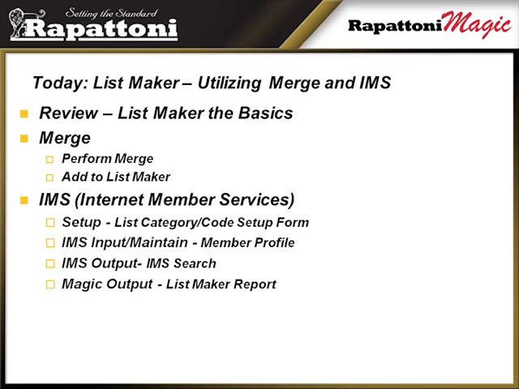But today, let's get into what we're going to talk about. We're going to first touch on review. We're going to get our brains in the ListMaker mindset. And then we're going to go into merge. And we're going to talk about how to auto-populate a large group of members by performing a merge and adding it to the list. And then we're going to talk about IMS, or Internet Member Services, and we're going to talk about the basic setup, how the members can input it, and also how they can get an output like through searches. So, okay, let's go ahead and get started.